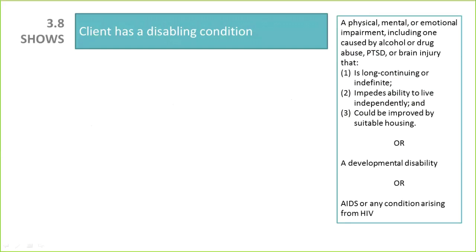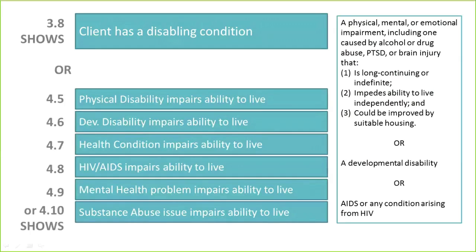In this data element 3.8, projects simply indicate yes or no as to whether a client reports that he or she meets these criteria. Some projects, depending on their funding requirements, may also have to answer more detailed questions about individual types of disabilities. It includes physical disability, developmental disability, chronic health conditions, HIV/AIDS, mental health problems, and substance abuse problems. If a client has one of these specific disabilities and the project indicates in the HMIS record that it's a long-continuing issue that substantially impairs the client's ability to live independently, then that also counts as a client having a disabling condition. But again, these are more detailed data elements, and they're not necessarily required by every single project in the continuum, like 3.8 is.